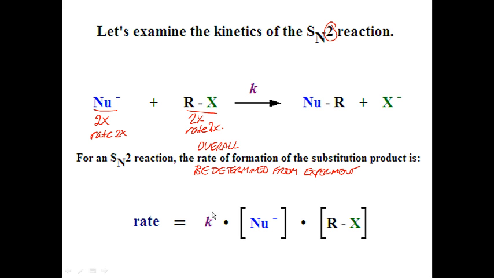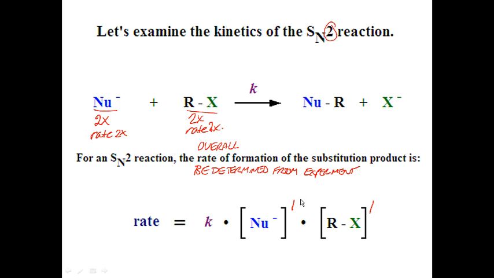So that led to forming this rate equation. So the rate equals the rate constant times the nucleophile to the first power times the alkyl halide to the first power. Okay, and so when you double the concentration of nucleophile, you're going to double the rate. If you double the concentration of alkyl halide, you're going to double the rate. If you double the concentration of both, the rate's going to go up 4 times.